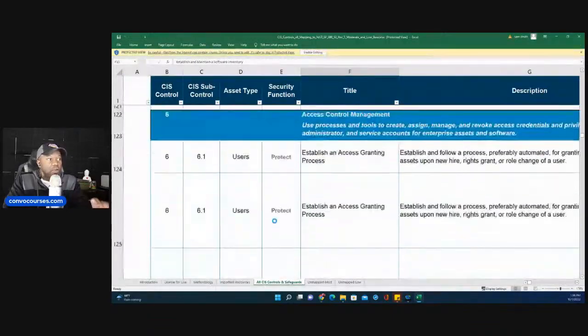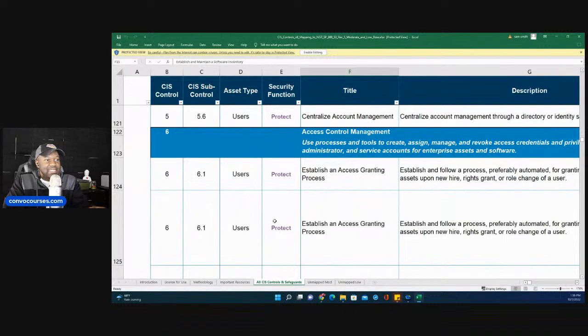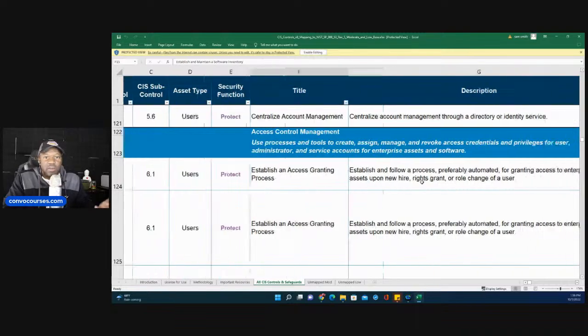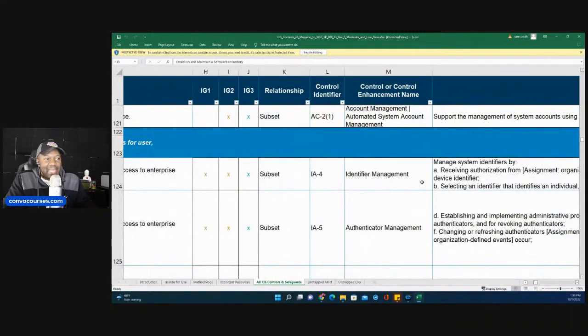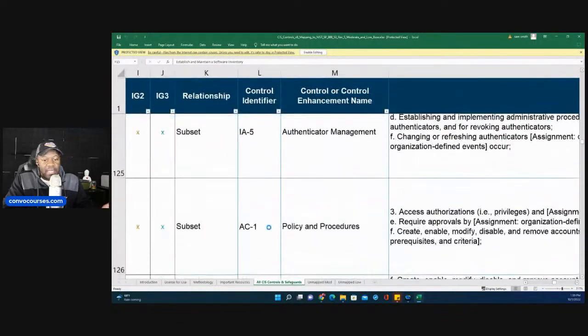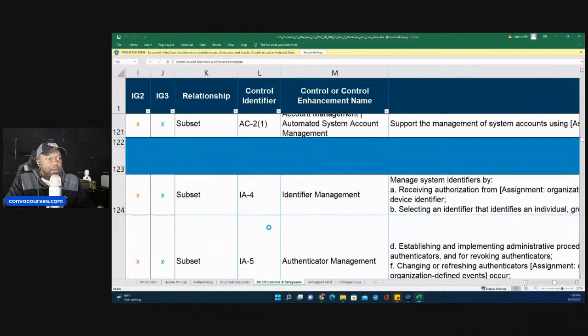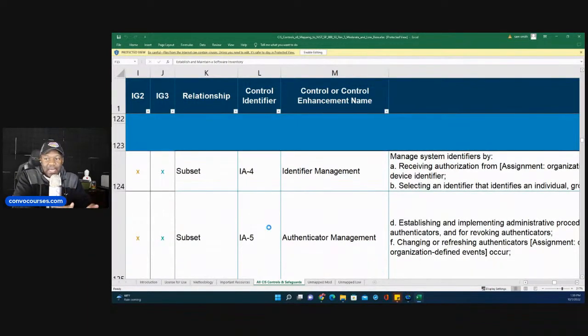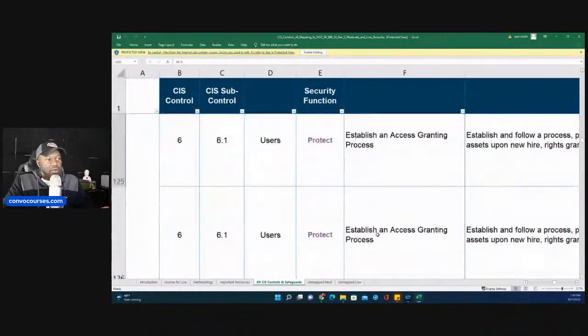I'm only going to do a couple more. CIS 6. CIS 6 is dealing with access control management. So granting access to those users, like we have the users now, who has access to what, controlling that. And this is also AC controls for the NIST 800, IA controls and AC controls. Yeah, see, there's AC controls right there. AC 1, AC 2, AC 3, I believe is in there, but also IA controls. IA controls are identity and authentication, and those deal with your usernames and your passwords, your multi-factor authentication. So this is where it goes deep into that. Let's go into one more.